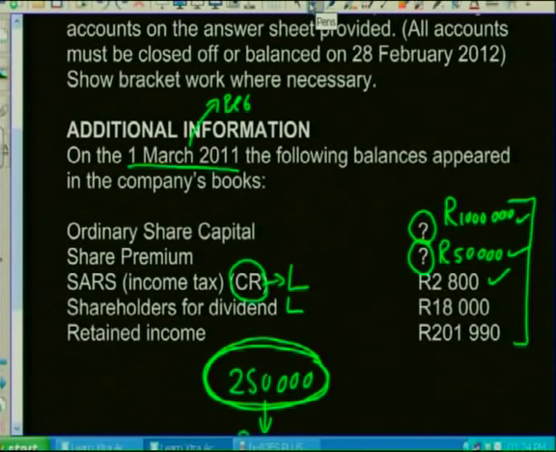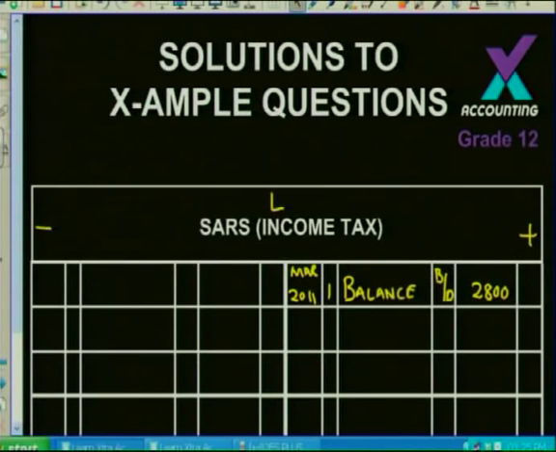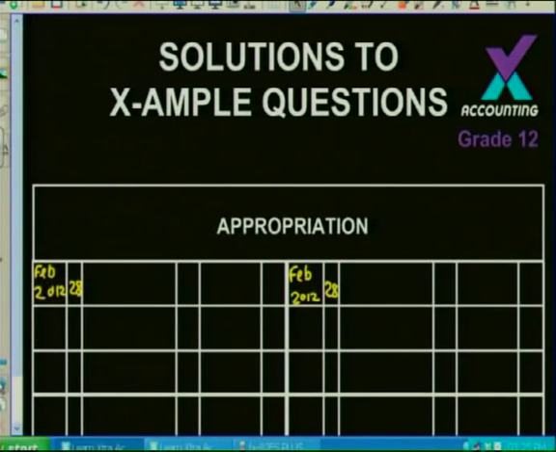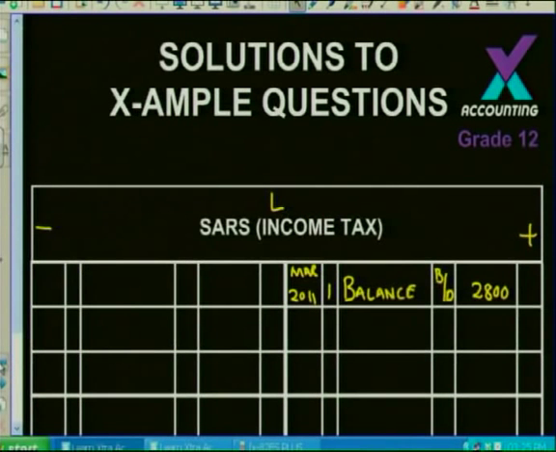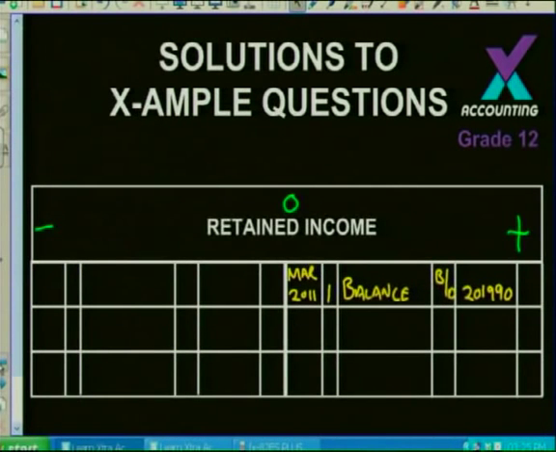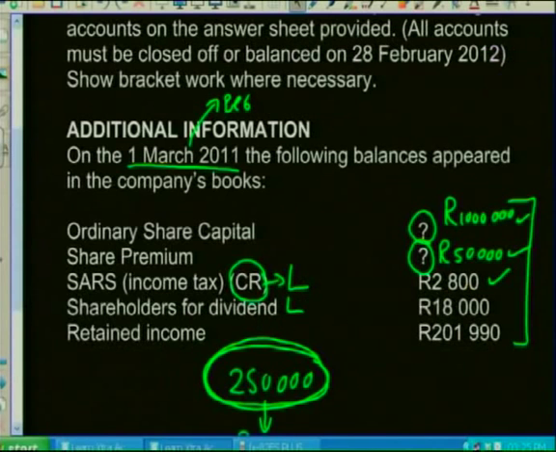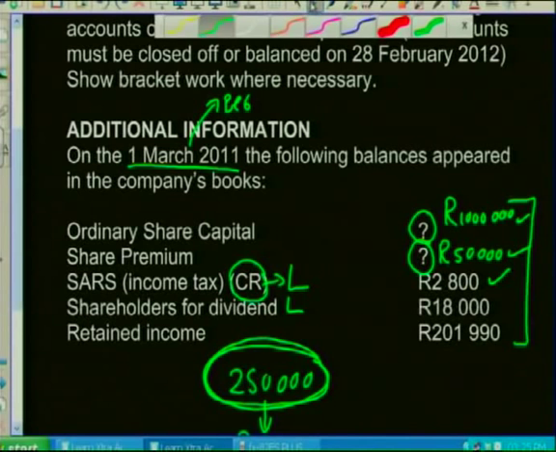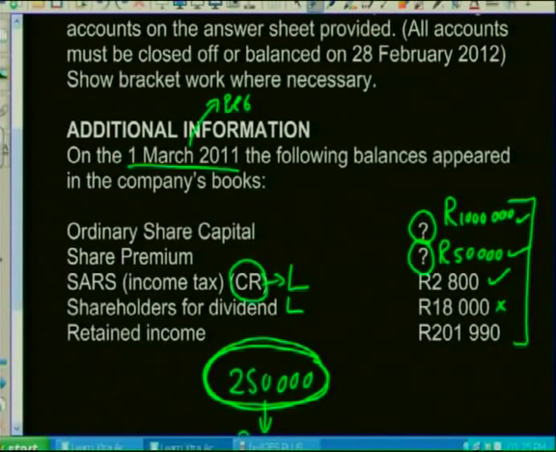Let's now look at shareholders for dividend, 18,000. Now, if we go to our answer booklet or our answer sheet, you're going to find that we don't have a T account for shareholders for dividend. So that is just some additional information that they are giving us. Okay, so this opening balance, we're not going to bring this down. Shareholders for dividends, we are not bringing down that 18,000.